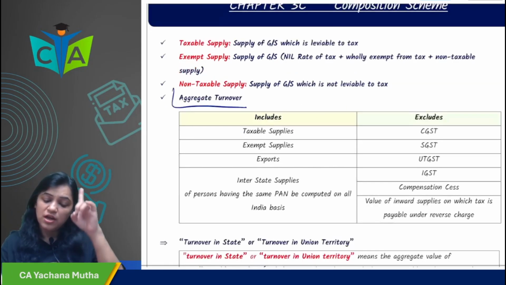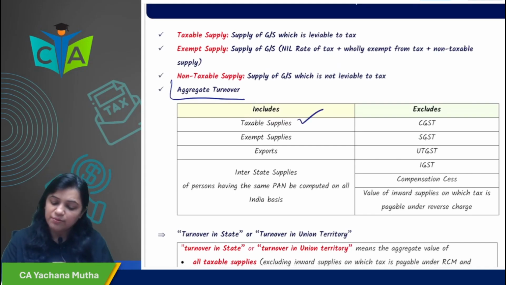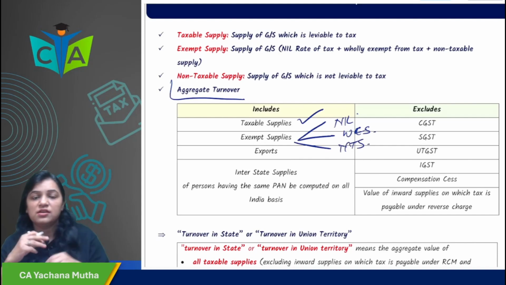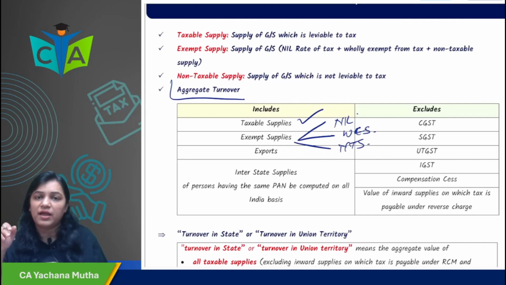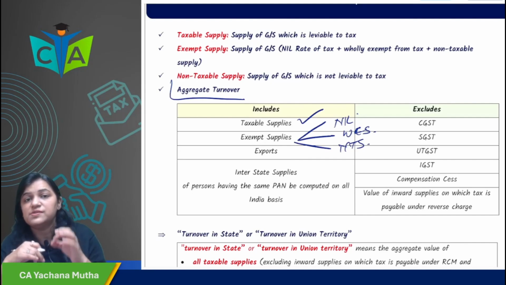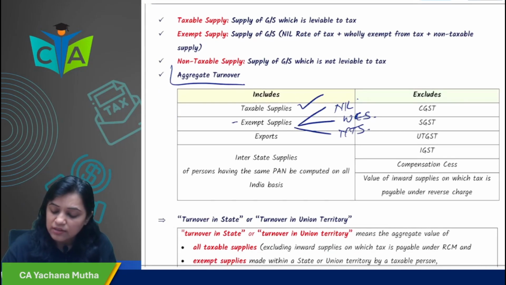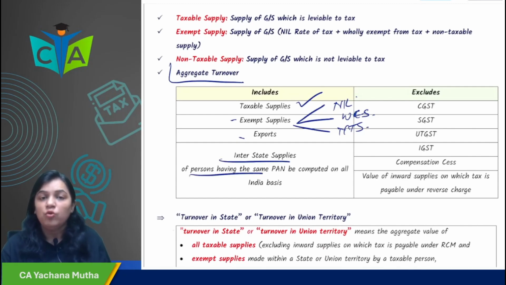It includes taxable supply, on which tax is levied. It also includes exempt supply. That means three things: nil rated supply, wholly exempt supply, and non-taxable supply. That means non-taxable supply comes under the definition of exempt supply. Then exports, and then interstate supply of the person having the same PAN, to be computed on all India basis.